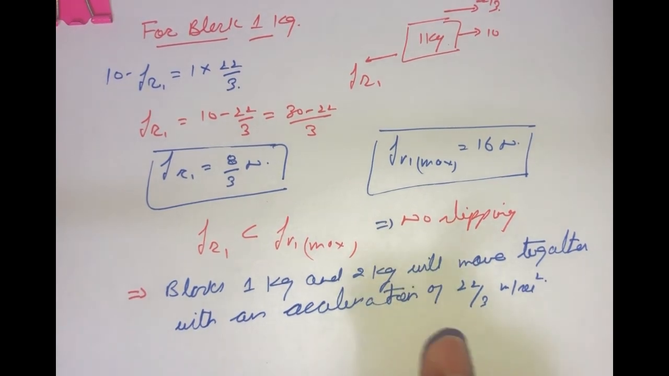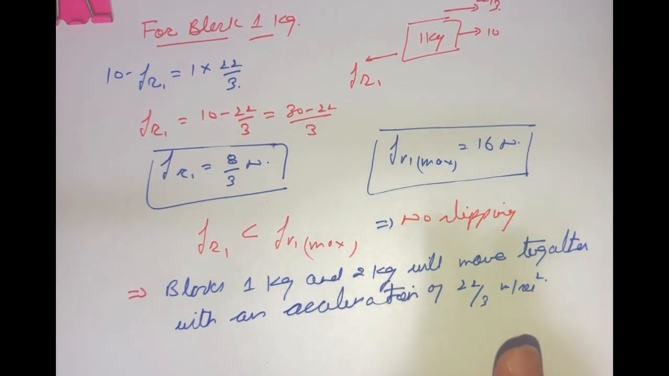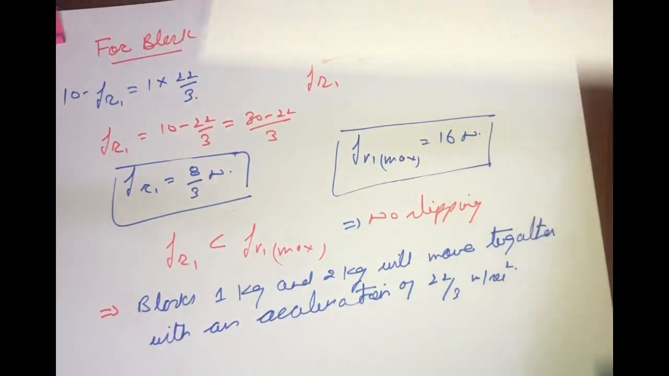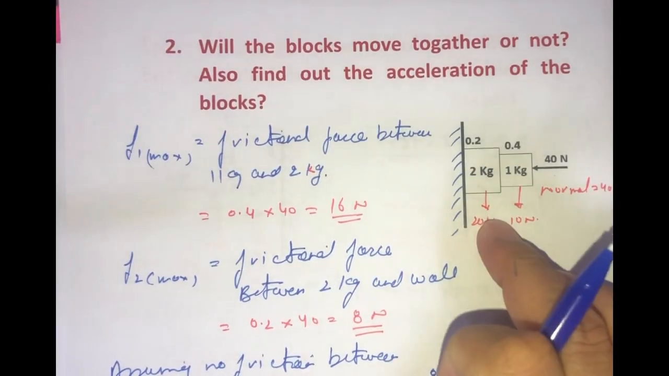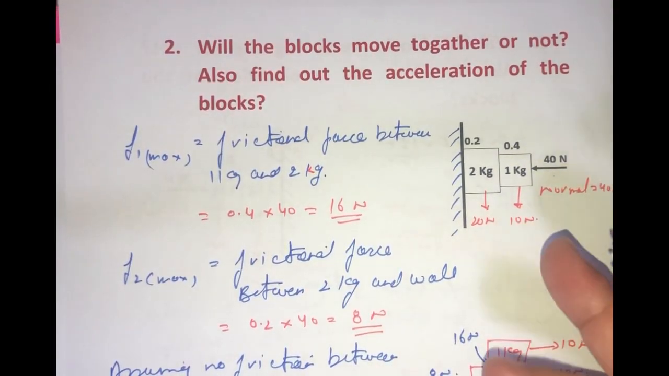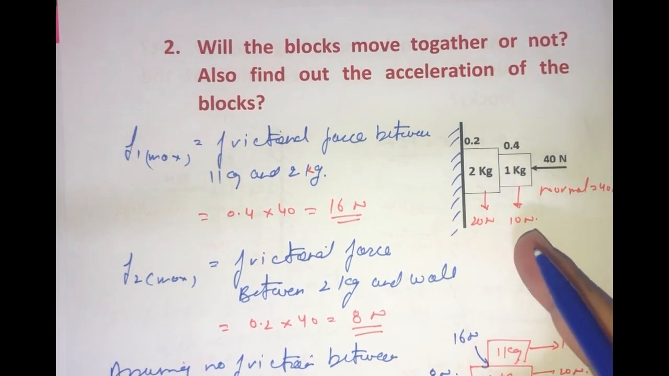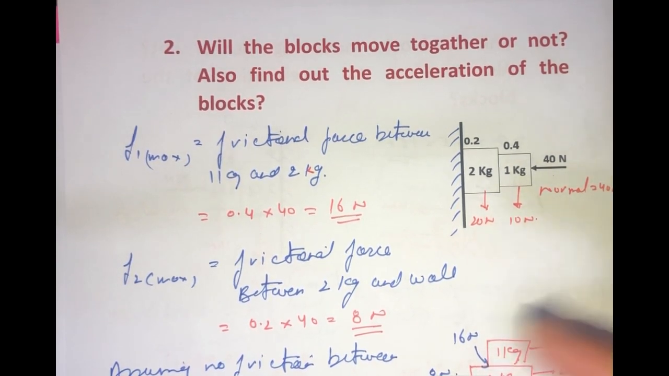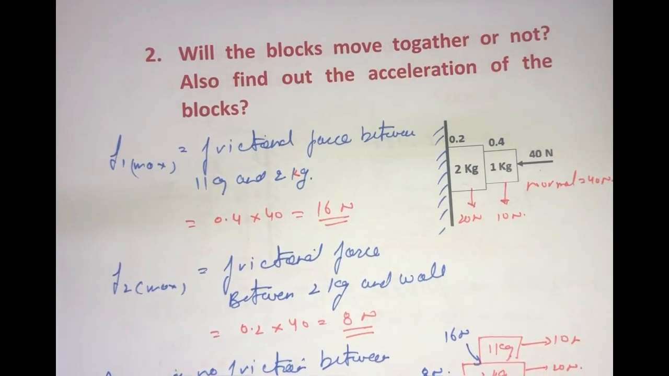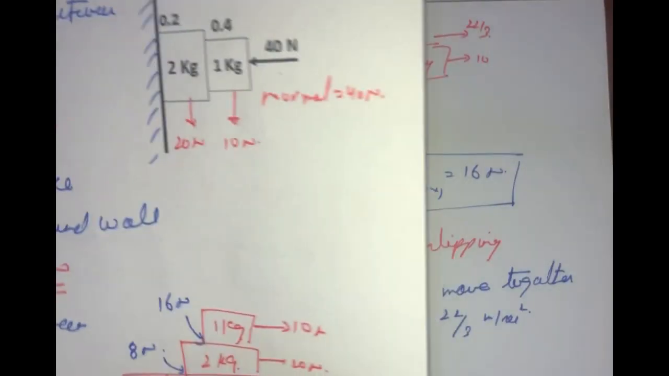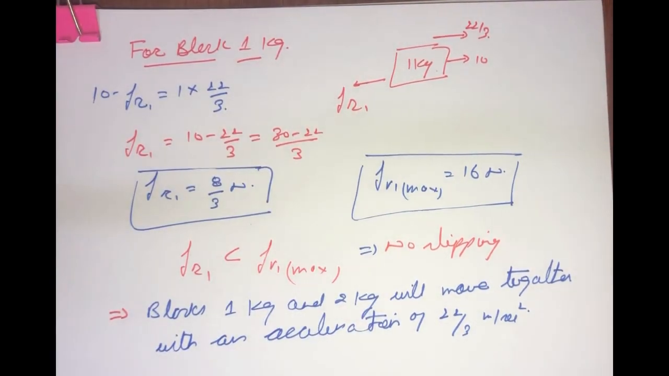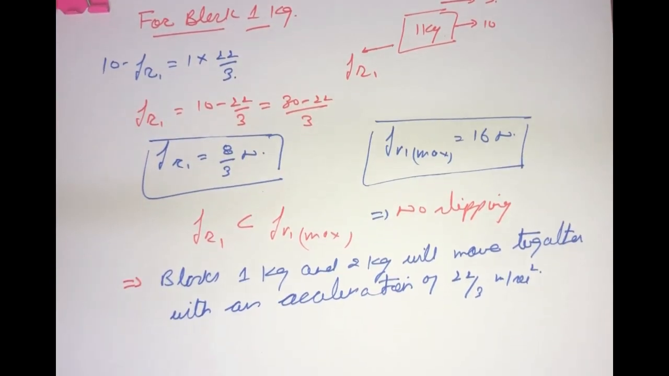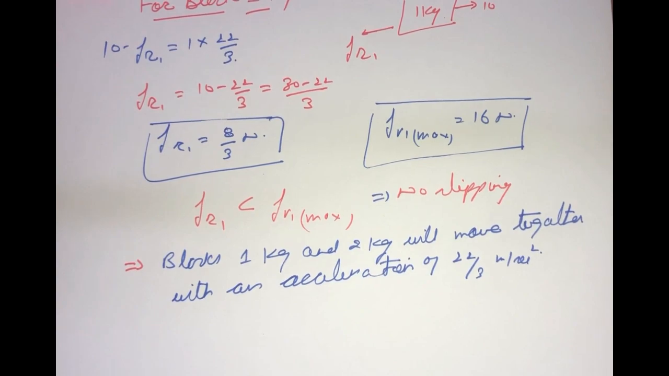So there is not much of a difference between the questions which are given in the horizontal form and the vertical form. We simply find out the various forces first in the vertical form, and then convert it into horizontal form and solve it in a more traditional way. This is the easiest way to solve it. Thank you.